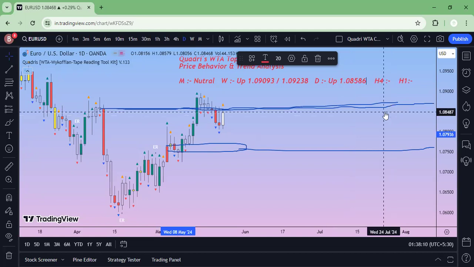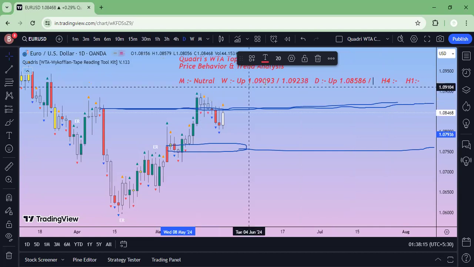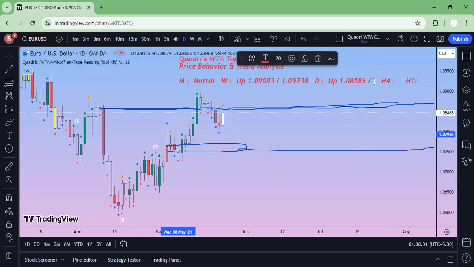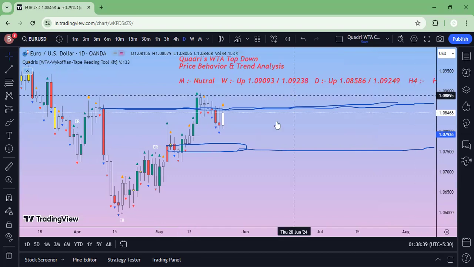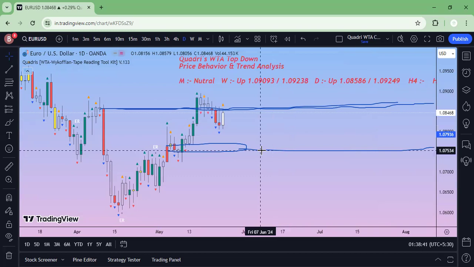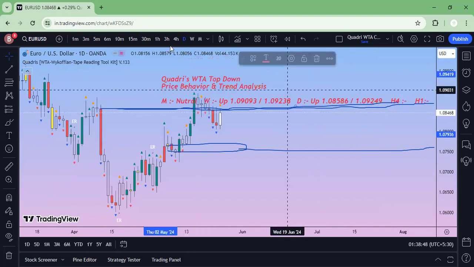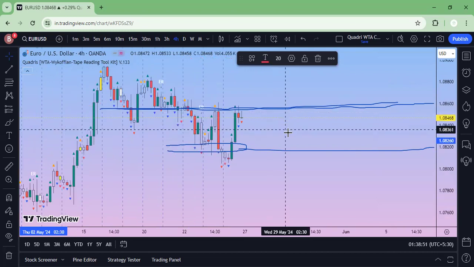586, right? Okay. And after that, if this is held, then definitely we would see price coming 9249. This is about daily. We will now get into H4.